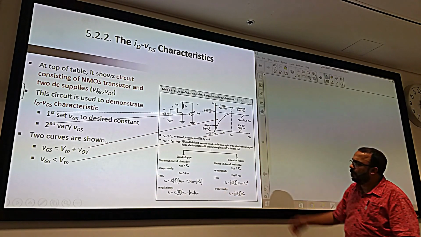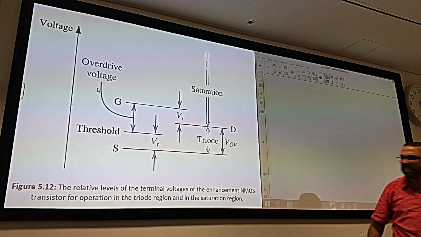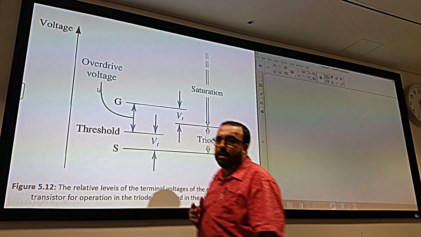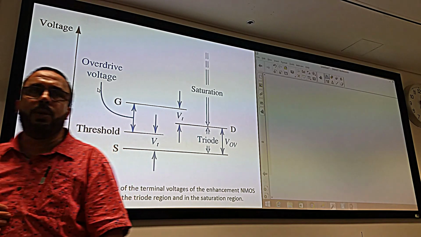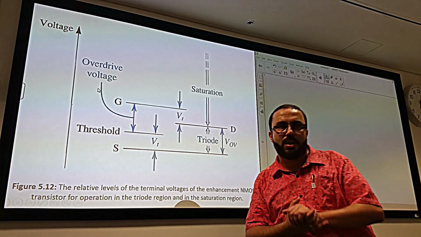And here we are not going to repeat ourselves. Those who want to revise can revise. Now, coming to the voltages, we have to know how the MOSFET is working. We have to know voltages. Which voltages do we need to know?